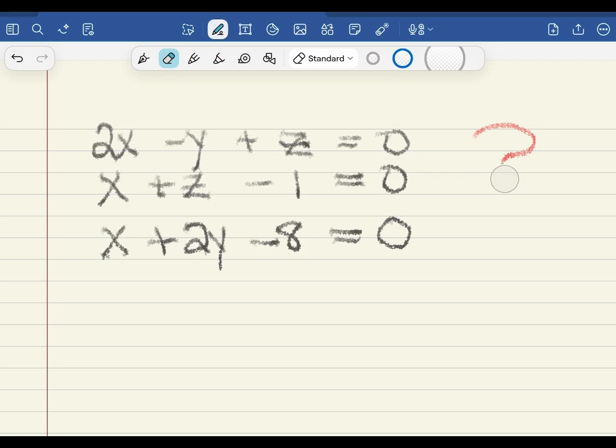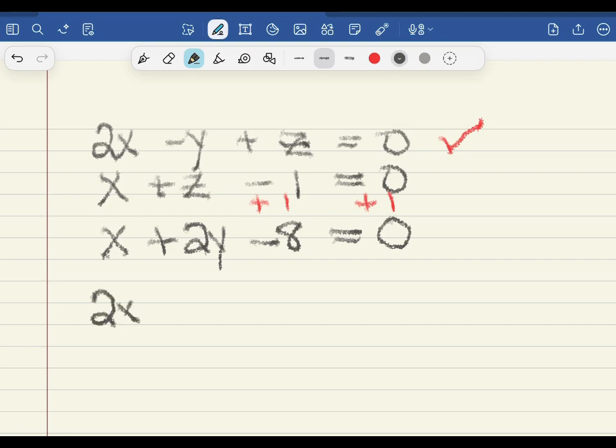Notice that they need to be lined up. The examples we did before this, it was already lined up. This one, I got to do some work to get them lined up. So let's do that. Notice the x's. So the first one is lined up right. You got x, y, z, and then there's just a solid number on the other side. Good. For the second equation, I need to move the 1 over.